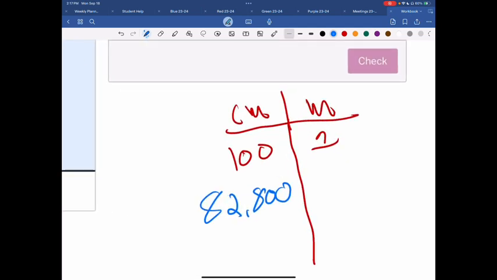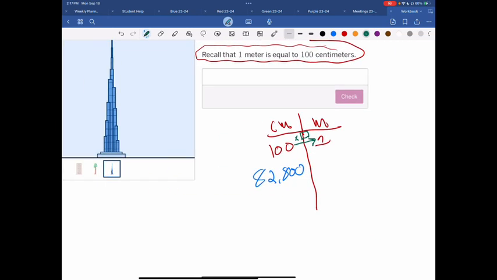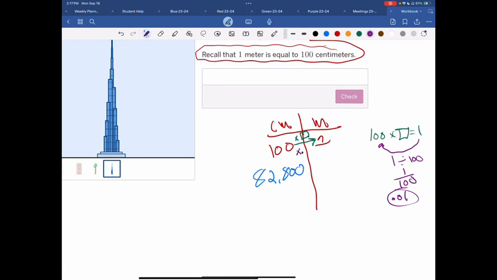So what you can do is ask yourself how they went from 100 to 1. What did they multiply by? And you can do that on the side. So 100 times the blank gives you 1. And remember, we work backwards to figure out what that scale factor is. So 1 divided by 100, which is either 1 over 100, or you can say it's 0.01. So to go from centimeters to meters, you're multiplying by 0.01.